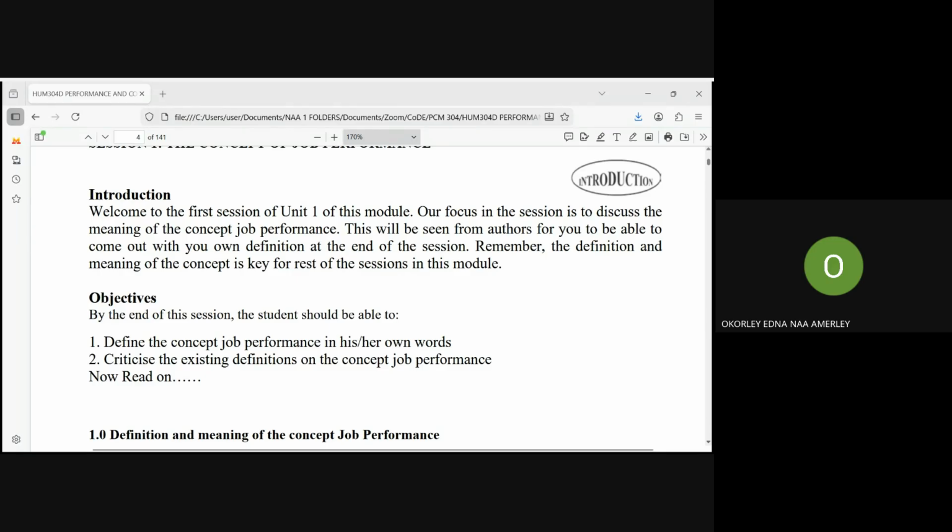Please, anyone whose microphone is on, kindly mute it. Kindly mute your microphone for me. As I said, I can't see you, so I don't know who is having the microphone on.